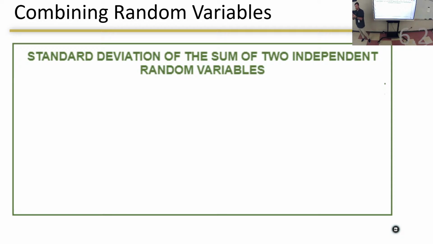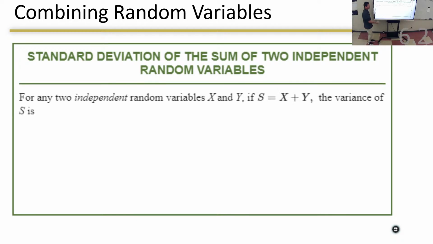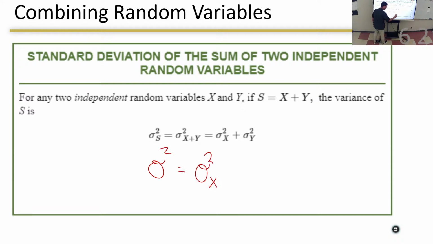After you square them, you can add them, and then you've got to take the square root back out of it. Okay? For any two independent random variables, x and y, the variance of the sum of x and y is equal to the variance of the first one plus the variance of the second one. This is the sum. So you have to take the two standard deviations and square them.